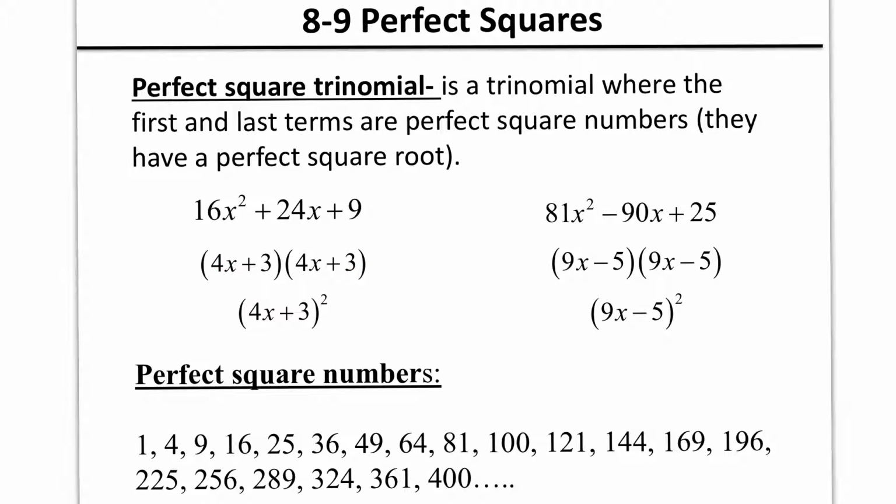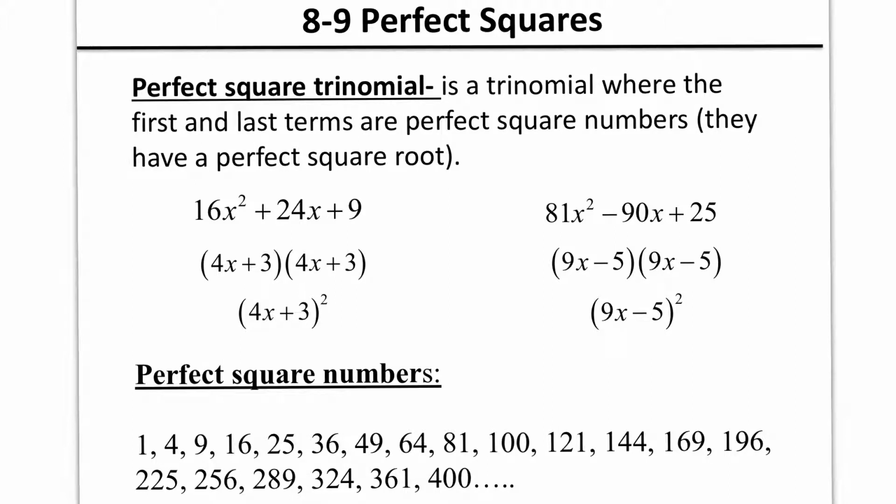You're going to set up your answer. You're going to take the square root of 16x squared. So the square root of 16 is 4. The square root of x squared is x. So you have 4x and a 4x in your parentheses. And the last term, 9, the square root of 9 is 3. So you put a 3 here and a 3 over here.